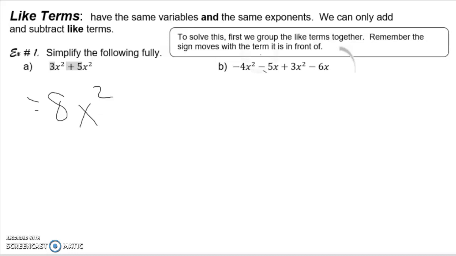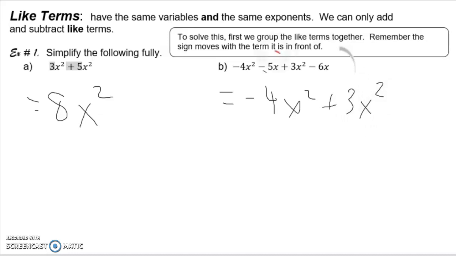So the first thing I see, we have a negative 4x squared, and we have a positive 3x squared. So I'm going to write equals. I'm going to put those in order first. So I have negative 4x squared, and then over here, I had a positive 3x squared. Then we're going to continue.